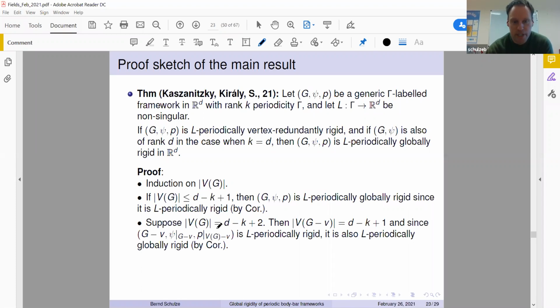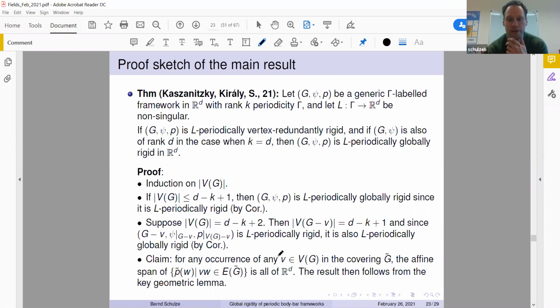So what if the number of vertices in the gamma labeled graph is d minus k plus 2? So still small, but not extremely small. Then if you remove a vertex, we again have this count d minus k plus 1. Since we know by assumption that G minus V is locally rigid, by our corollary about small graphs, we know it's globally rigid. But if G minus V is globally rigid, then of course this graph GV, where we add edges between the neighbors of V, is also globally rigid. So we have that GV is globally rigid, G minus V is locally rigid, and so if all the neighbors of V affinely span the whole space, then we can just use this geometric lemma from just now to complete the proof.